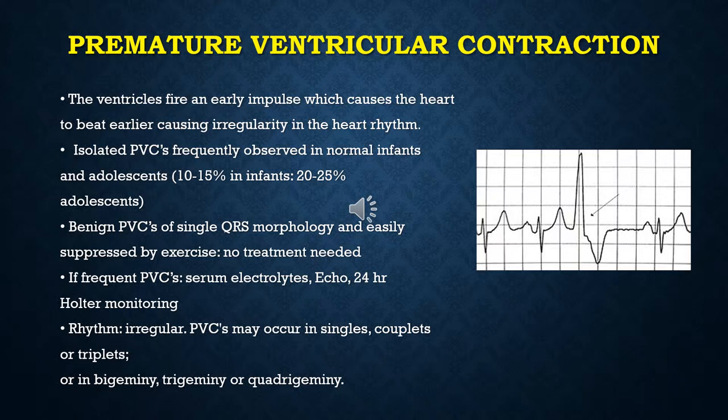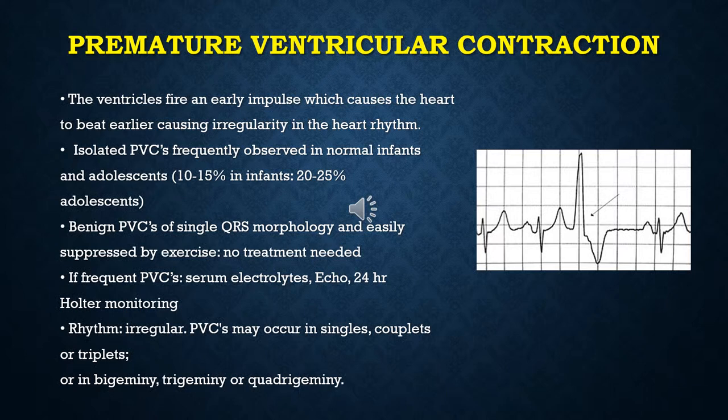The QRS, as you see in this figure, is wide, more than 0.12 seconds, which is the upper normal limit of the QRS. Here the QRS arises from the muscle itself, so it is wide and bizarre in shape, and the T wave is in the opposite direction of the QRS.